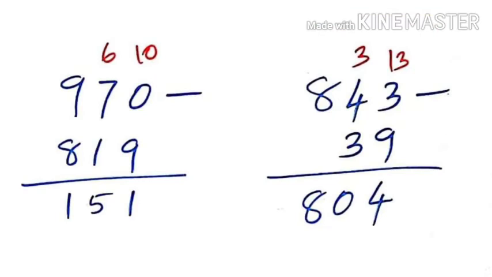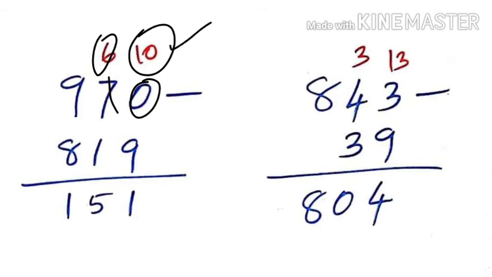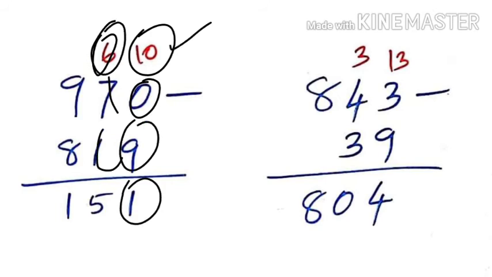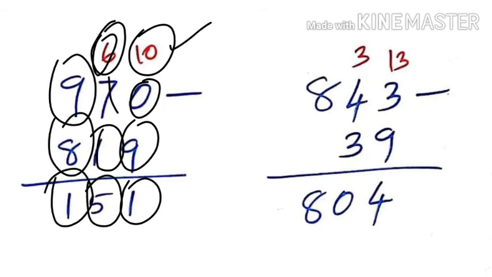Fourth example, 970 minus 819. We can't subtract 9 from 0. So we are borrowing 1 from 7. 7 becomes 6 and this 0 becomes 10. Now 10 minus 9 is 1. 6 minus 1 is 5. 9 minus 8 is 1.